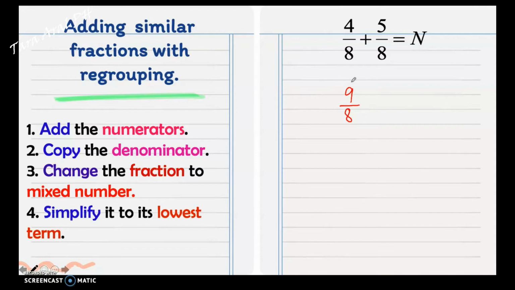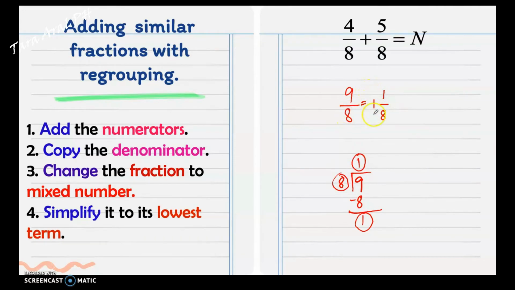Next step is to change the fraction to a mixed number. An improper fraction can be reduced to a mixed number or a whole number by dividing the numerator by the denominator and writing the fractional part in lowest term. So we have 9 divided by 8. That is 1, and there's a remainder of 1. So our quotient is our new whole number, and the remainder is our numerator. The divisor is our denominator, or just copy the 8 here as the denominator.